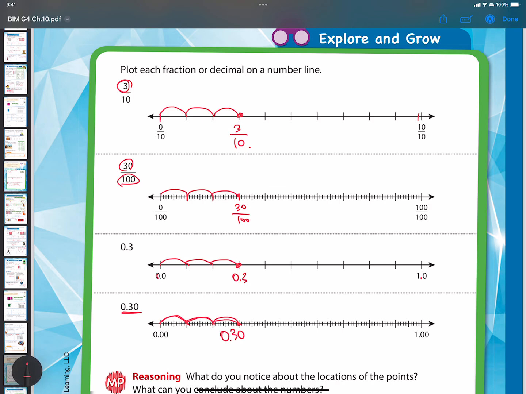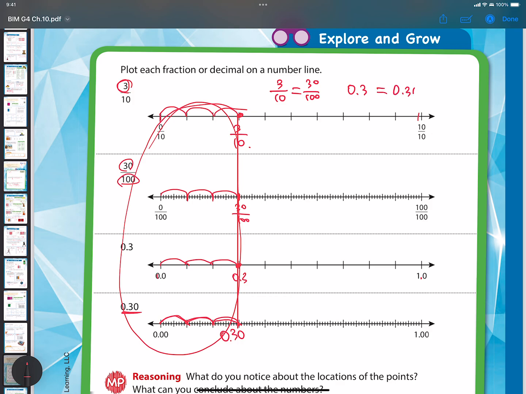Okay, so I want you to take a look at this. This is all what? Equal. Equal line. All right, now that means what? This is equivalent fractions and decimals. They're all equal. So here, 3 over 10 is equal to what? 30 over 100. You got it? And 0.3 is equal to 0.30.